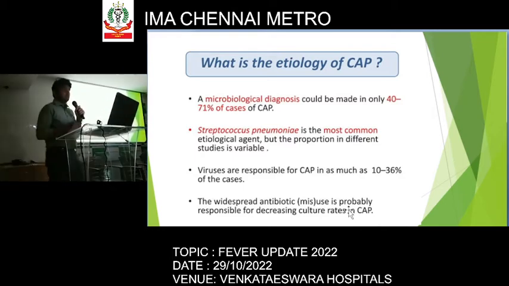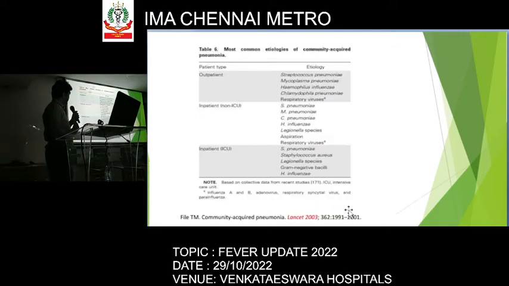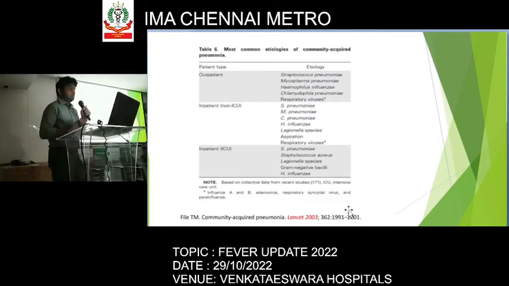The most common etiological agents of community-acquired pneumonia in the outpatient setting are Streptococcus pneumoniae, Mycoplasma, H. influenza, Chlamydia. And in the inpatient non-ICU setup, it is Streptococcus, Mycoplasma, Chlamydia, and H. influenza. Along with that, aspiration and respiratory viruses are also more common in the inpatient setting. In patients in the ICU, Streptococcus pneumoniae, Staphylococcus, Legionella, and gram-negative bacilli are the more common pathogens isolated for community-acquired pneumonias.